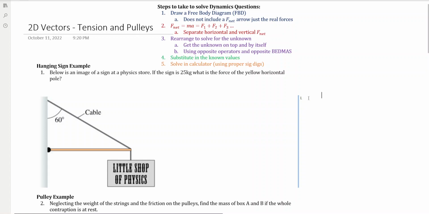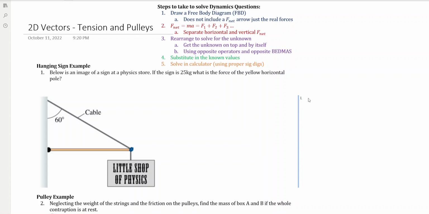So here it is. Here's the example. Below is an image of a sign at a physics store. If the sign is 25 kilograms, what is the force of the yellow horizontal pull? Okay, so basically what we need to do is think about at this point, what forces are acting on that point.